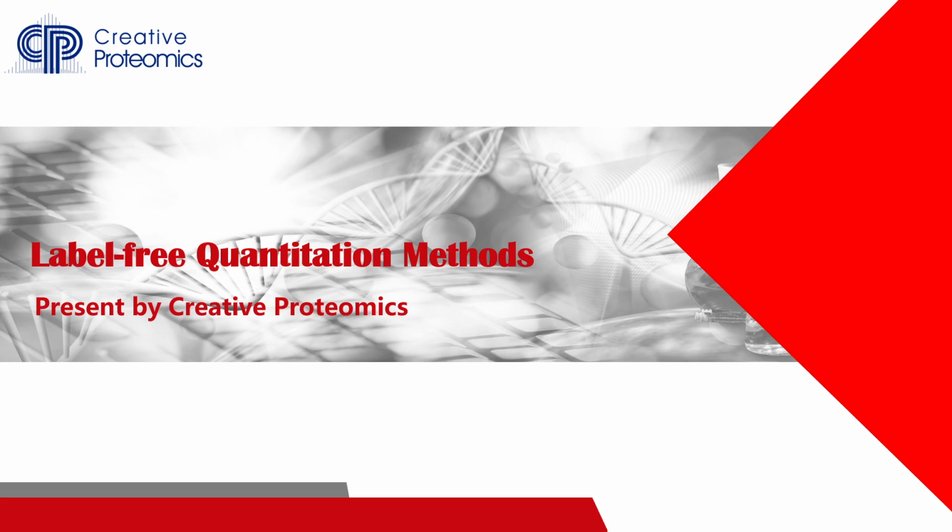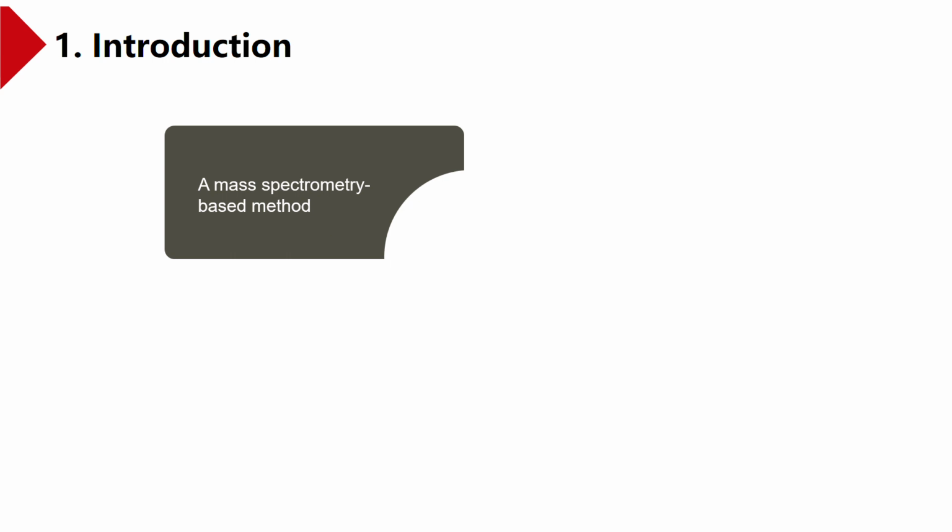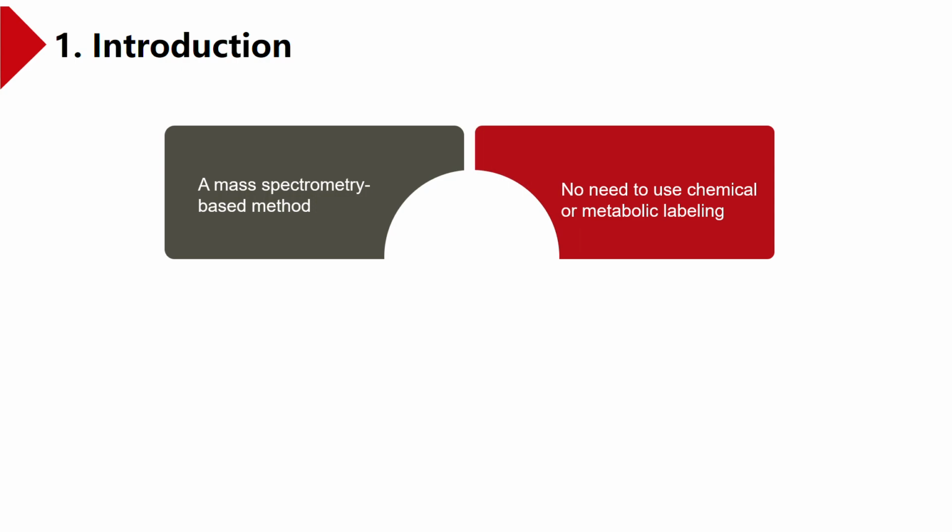Today, we are going to learn some basic knowledge about label-free quantitation methods. Label-free protein quantification is a mass spectrometry-based method for identifying and quantifying relative changes in two or more biological samples, instead of using a stable isotope-containing compound to label proteins.